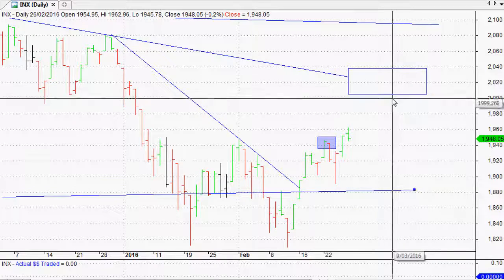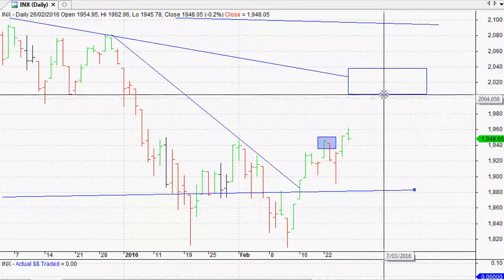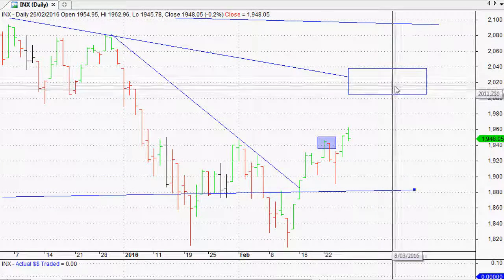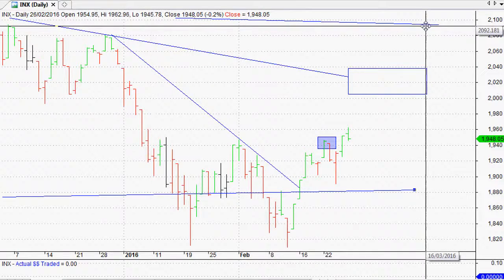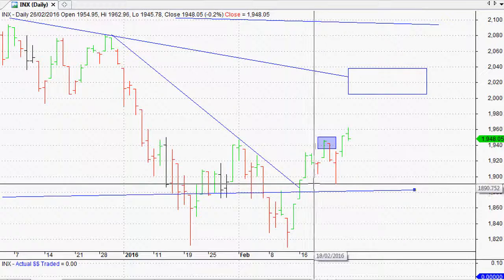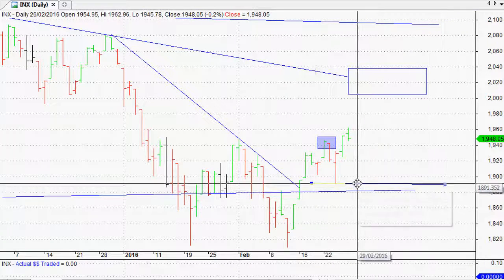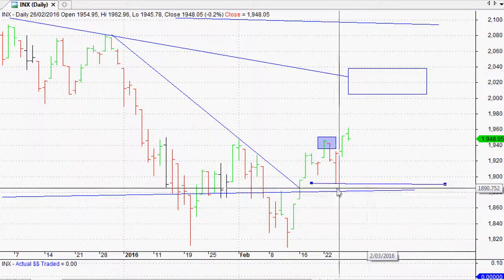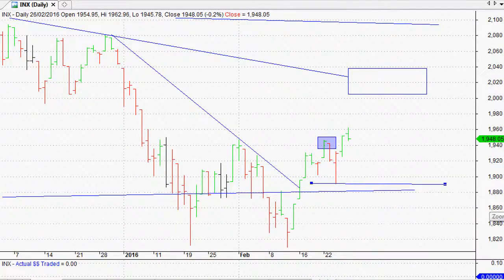It's got resistance at 2020 on the S&P 500, which is just that line extended. It also has resistance at 2100 on the S&P 500. And this short-term uptrend would be wrong if it closes back below the 1890 level there, which is just that previous trough. Very, very simple stuff.